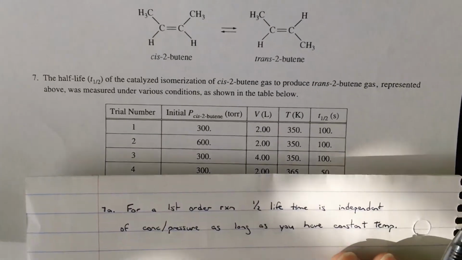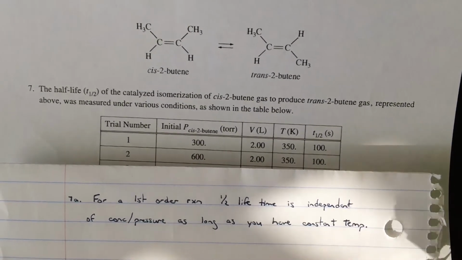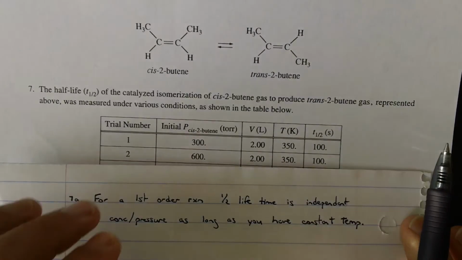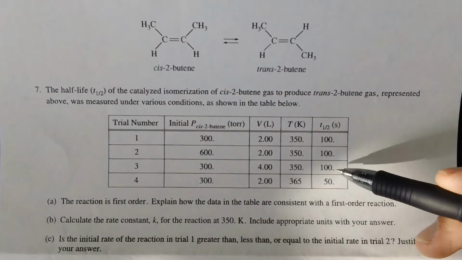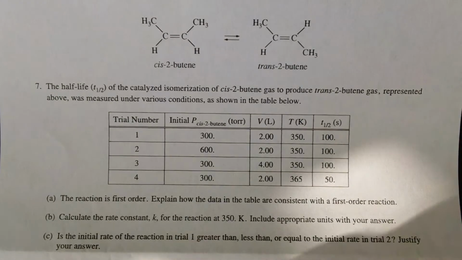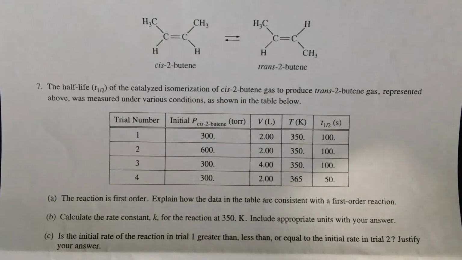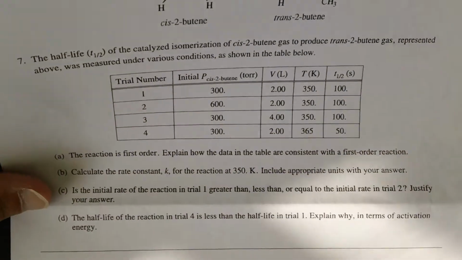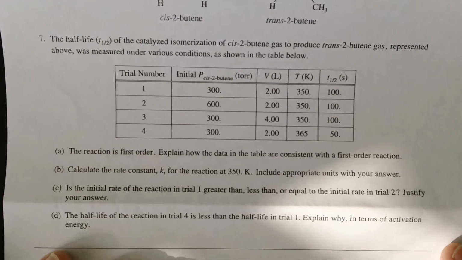So I wrote it this way. For a first order reaction, half-life time is independent of concentration or pressure, as long as the temperature is consistent, which it is in those first 3 trials. So if we have consistent temperature, we have consistent half-life, as long as we're dealing with first order reactions. That's answer number 1. Good? Good.